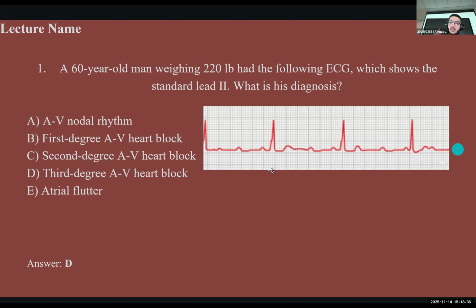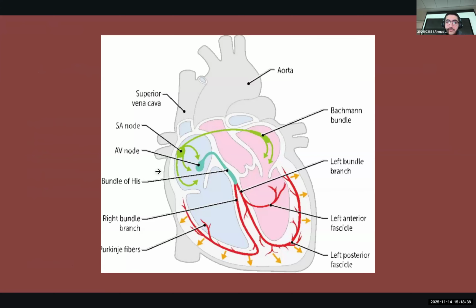So I'll be summarizing the types of blocks here. I believe the doctor mentioned 5 types of blocks. The first type was SA node block. If your SA node is blocked, you have no atrial depolarization. And what did we say about the atrial depolarization? It represents the P wave. So normally there would be no P wave, or it would be inverted, but I believe the doctor mentioned only no P wave.